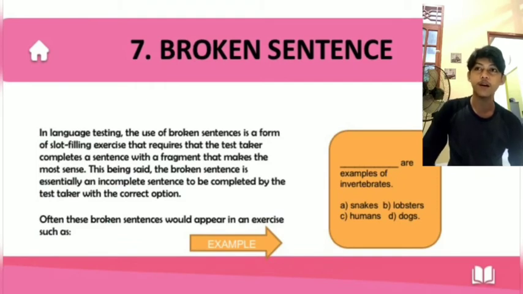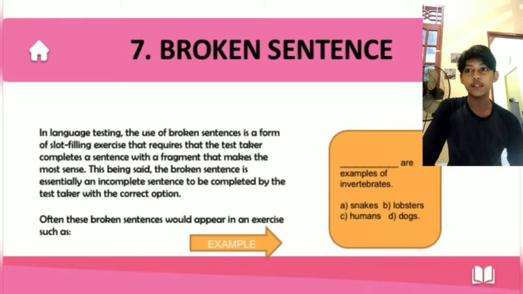I will explain about broken sentences. In language testing, the use of broken sentences is a form of fill-in-the-blank exercise that requires the test taker to complete a sentence with a fragment that makes the most sense. This being said, the broken sentence is essentially an incomplete sentence to be completed by the test taker with the correct option.